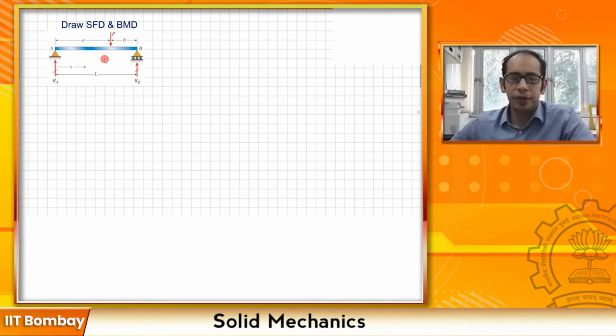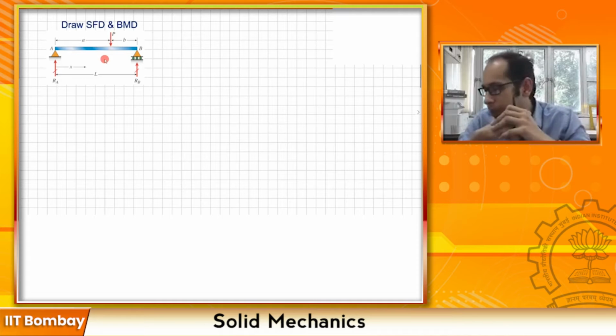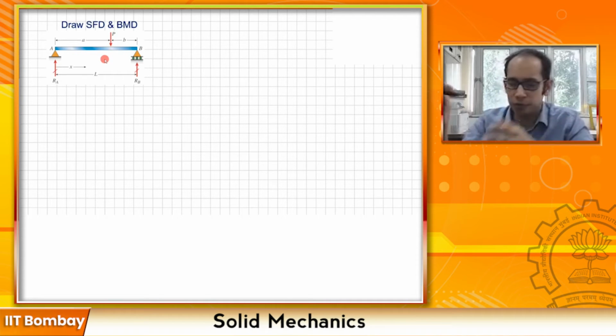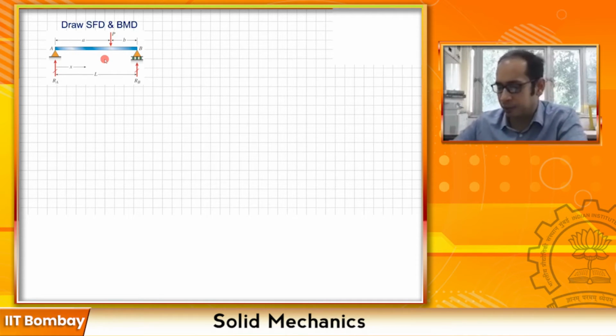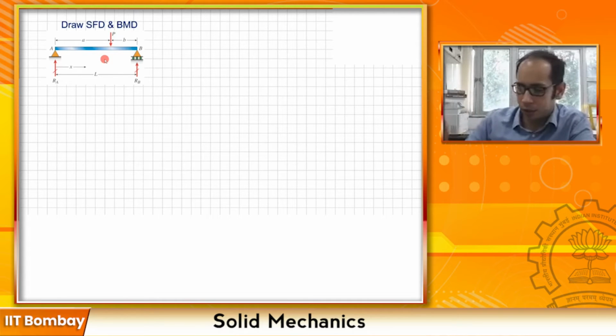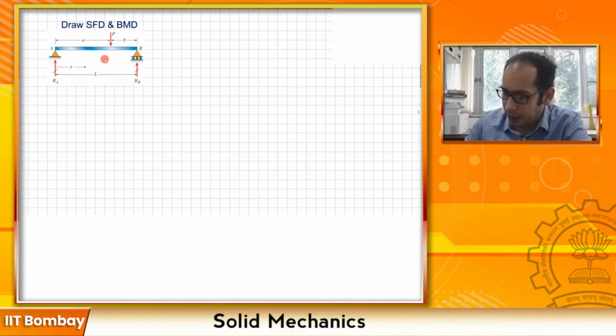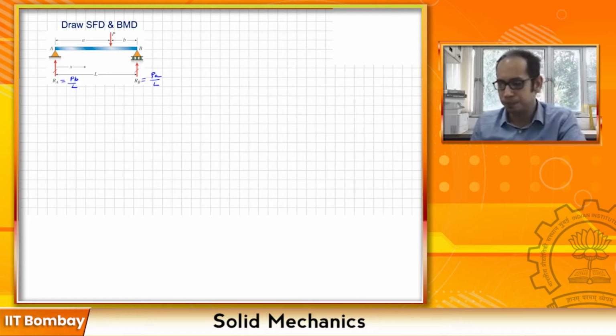Now for this one we have to draw a shear force diagram and bending moment diagram, and before we do that, of course, we have to first find the reactions. I'm not going to go ahead and calculate this. You can easily tell that for this particular case the reaction RA is going to be P times b by L, and RB is going to be P times a divided by L, right?